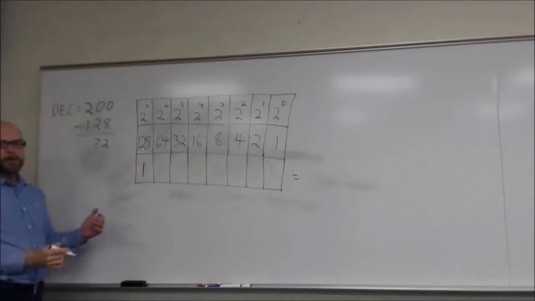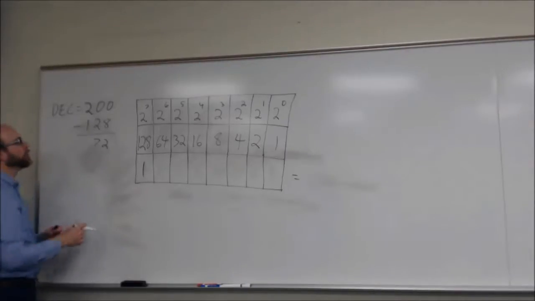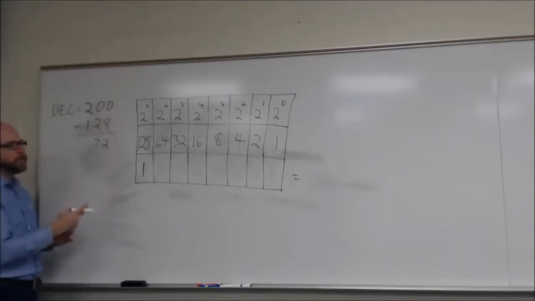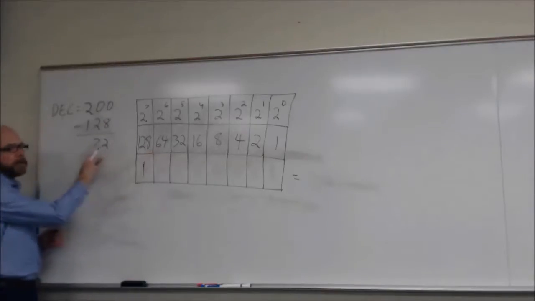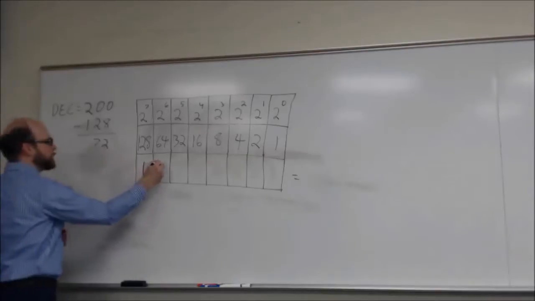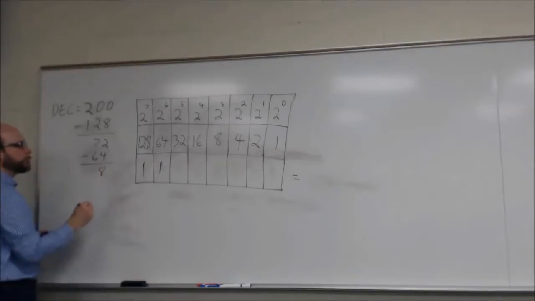And you'll get better at this with more practice. I've been doing this for a while, so I can do the addition and subtraction in my head usually pretty accurately. But 200 minus 128 is 72. And so let me get to the next one. Is 64 less than or equal to 72? The answer is yes. So we put a 1, subtract 64, and that gives us 8.